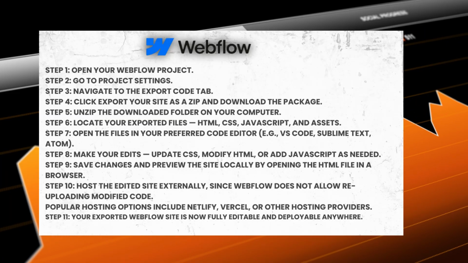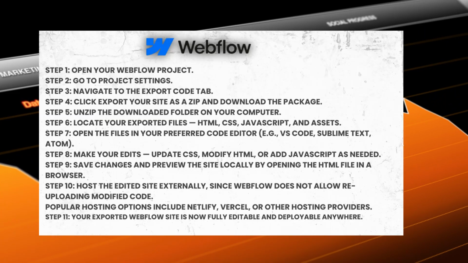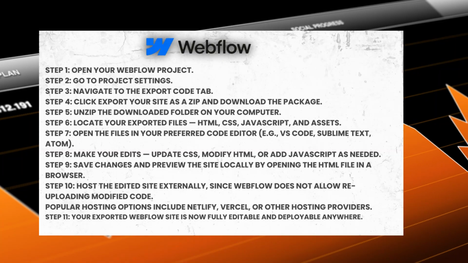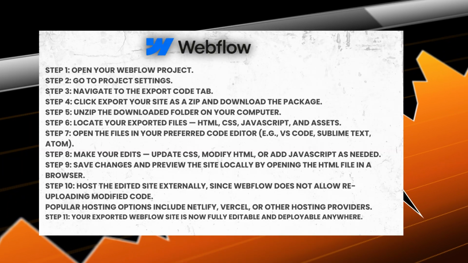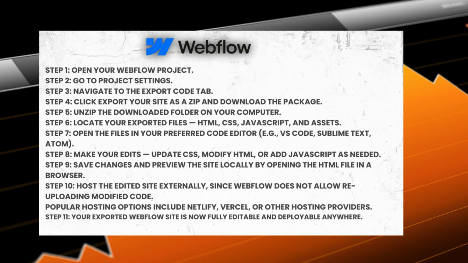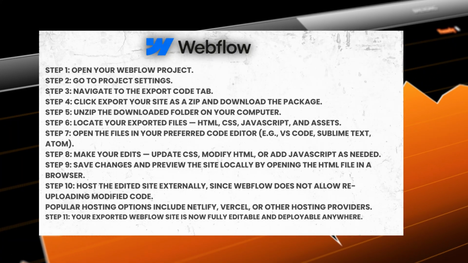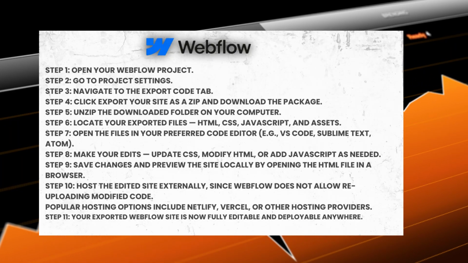Here, you'll see an option to export your site as a zip file. Click it and download the full code package to your computer. Once downloaded, unzip the folder. Inside, you'll find all the HTML, CSS, JavaScript, and asset files for your site.